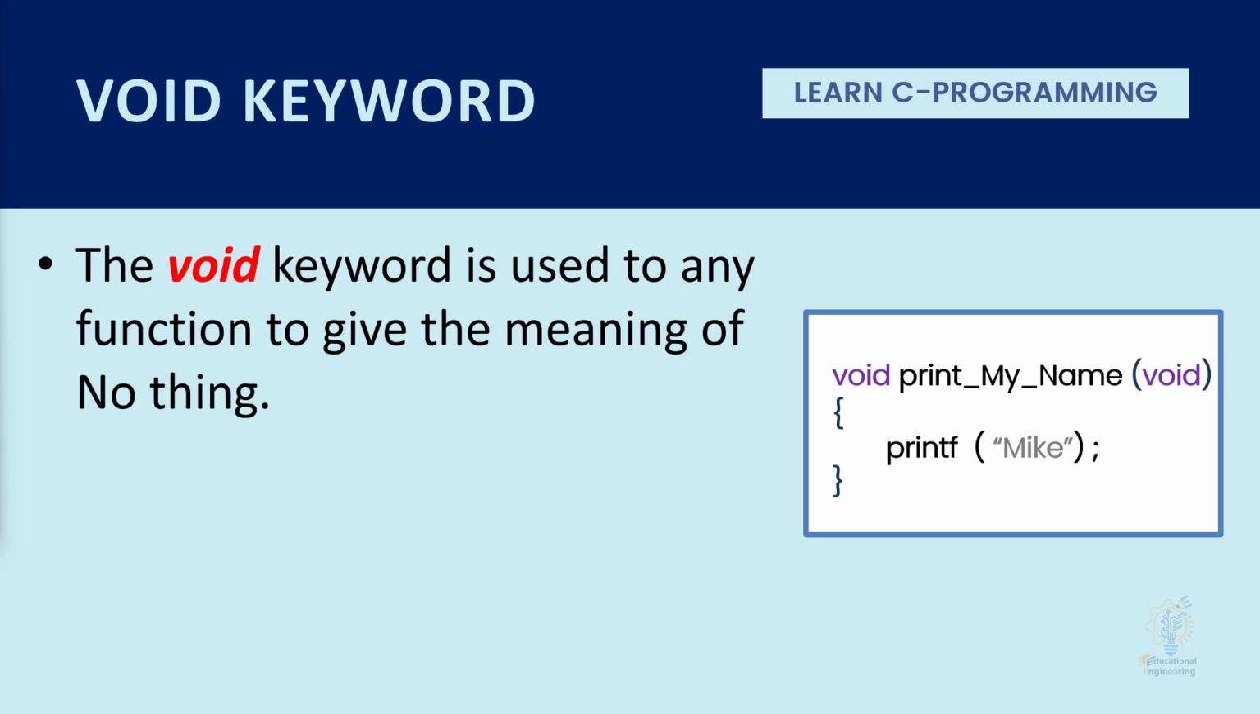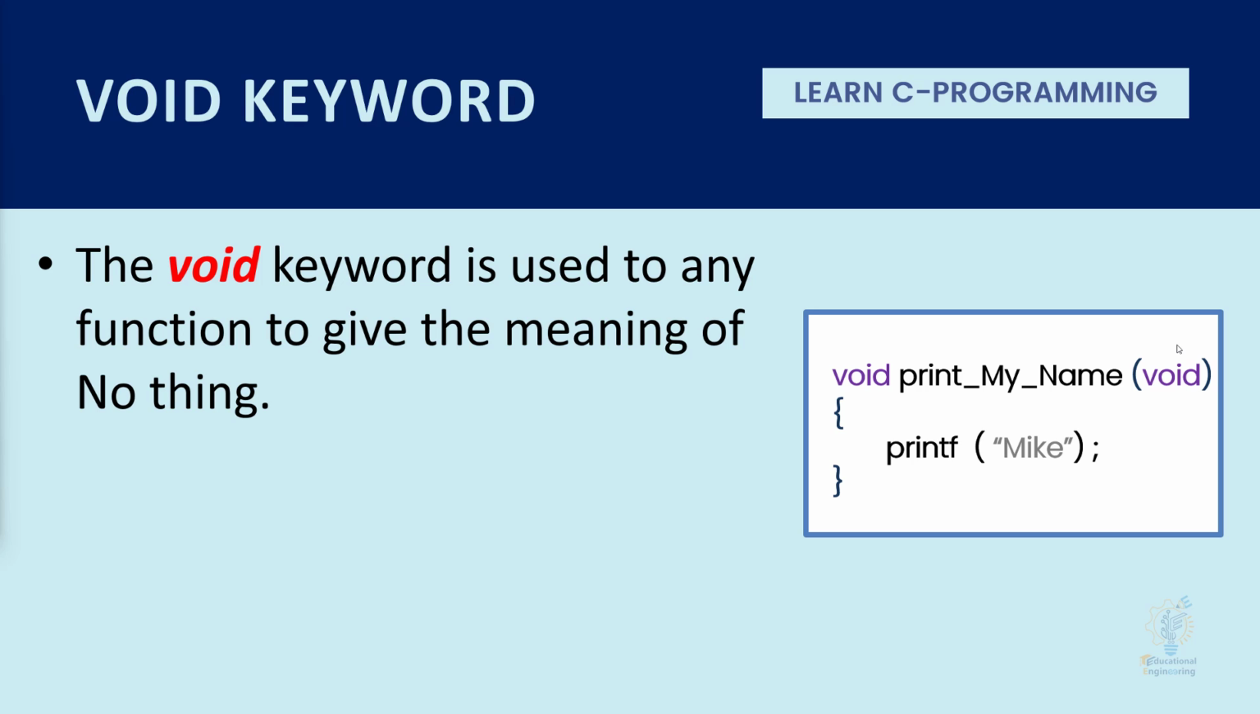The void keyword is used with any function to give the meaning of nothing. For example, a function that takes void and returns void is in front of you. As you can see, this is the return data type, as we mentioned in the previous lesson, and it's void. Now, it also takes void between the two parentheses. The only goal of this function is to print Mike. Now, this can be changed to anything, but this function will never return any variable or any value, and it will not take any input values.